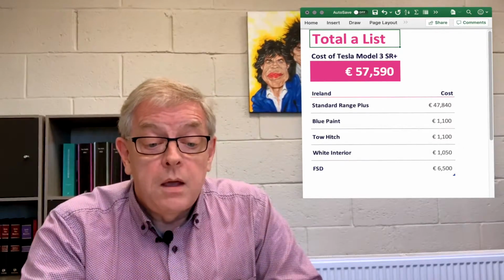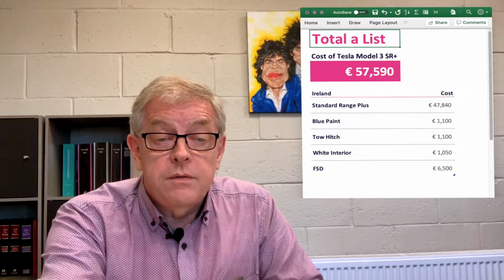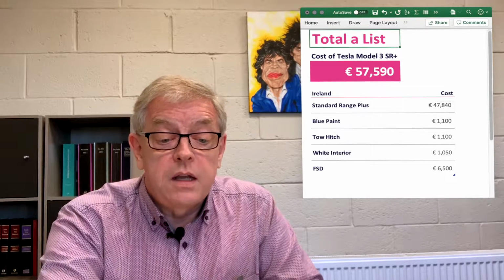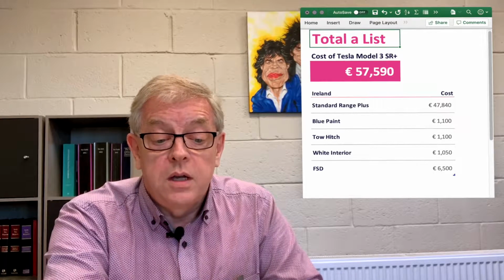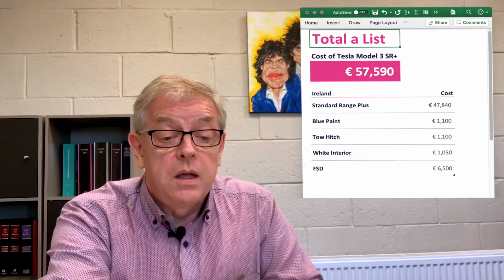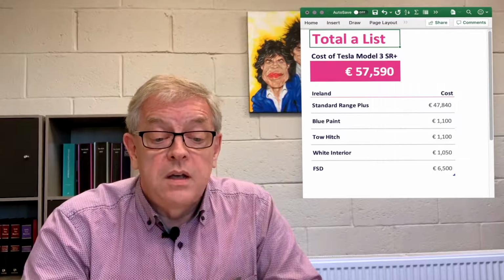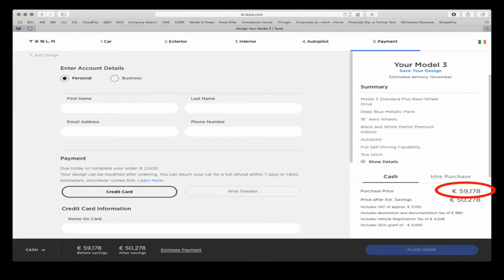Here it is. The price from the first page, 47,840. Add blue paint, add tow hitch, add white interior, add full self-driving. You get a total of 57,590. Look at the price there. It's on the bottom right hand side of the screen. You'll see it's 59,178. It's crazy. Tesla can't seem to add very simple figures together. I don't know what to make of this.